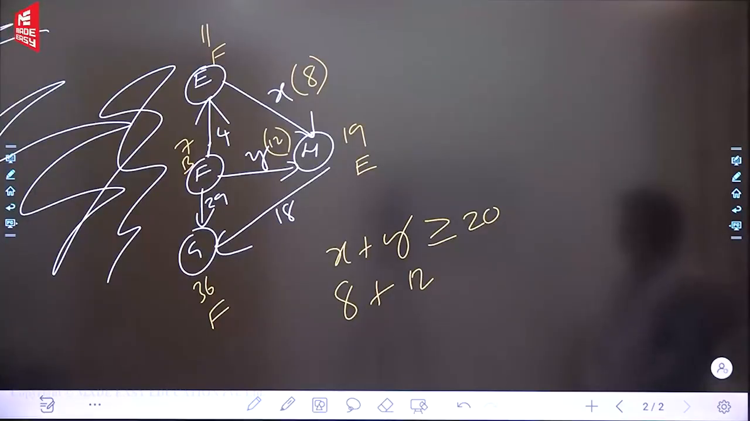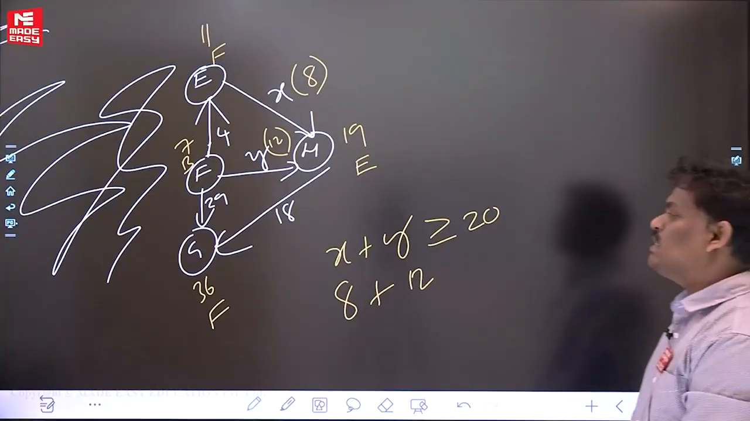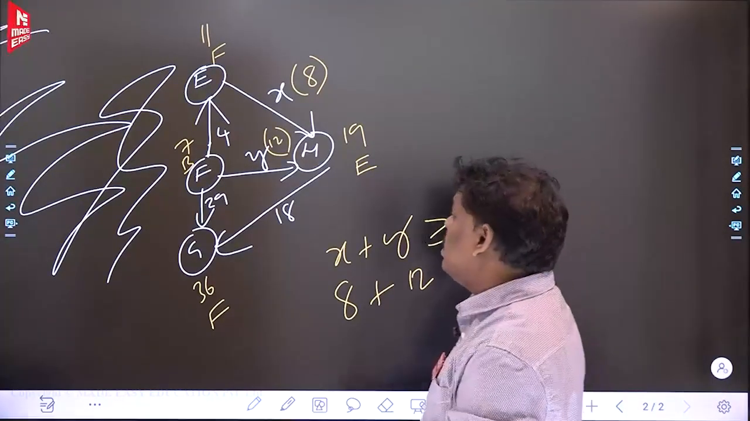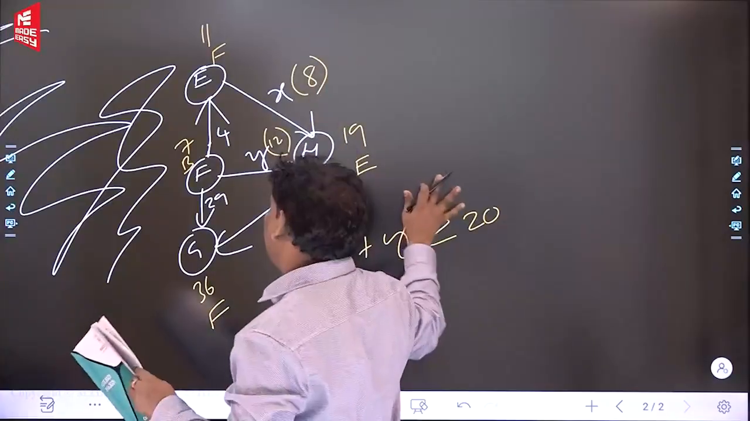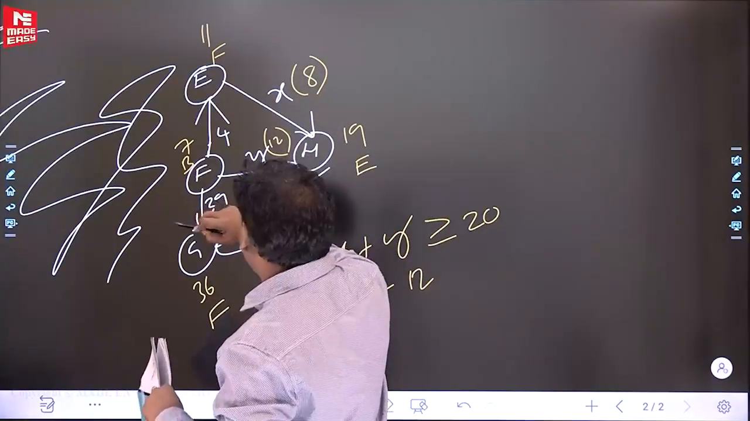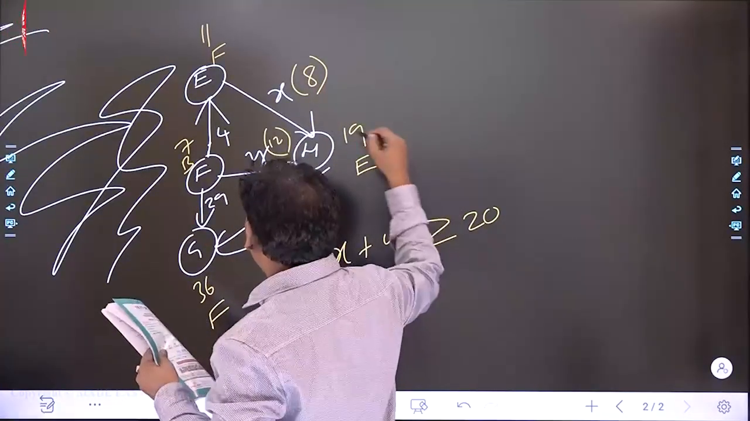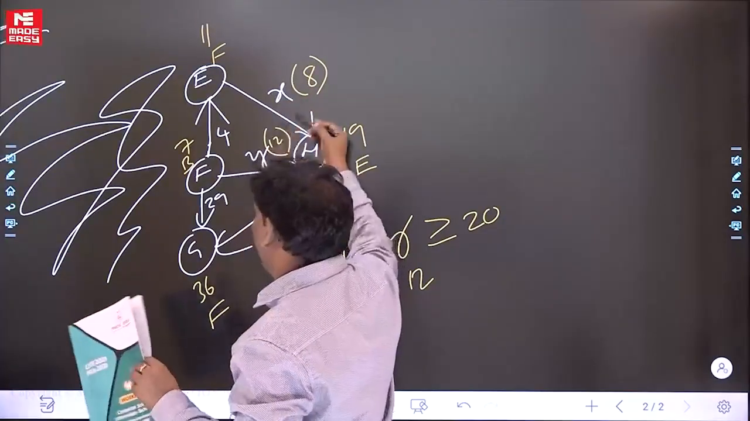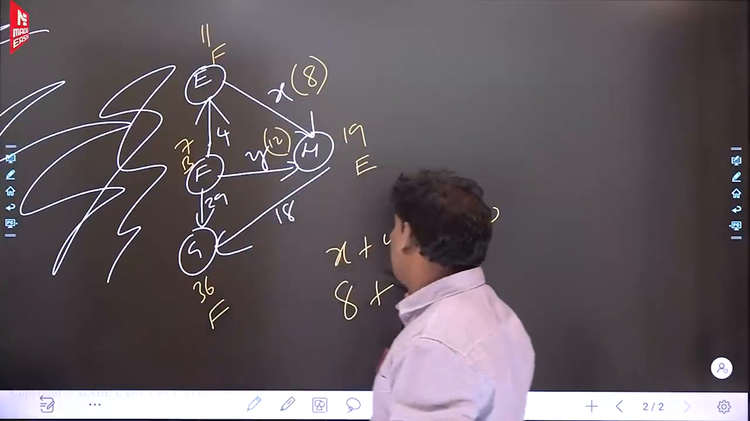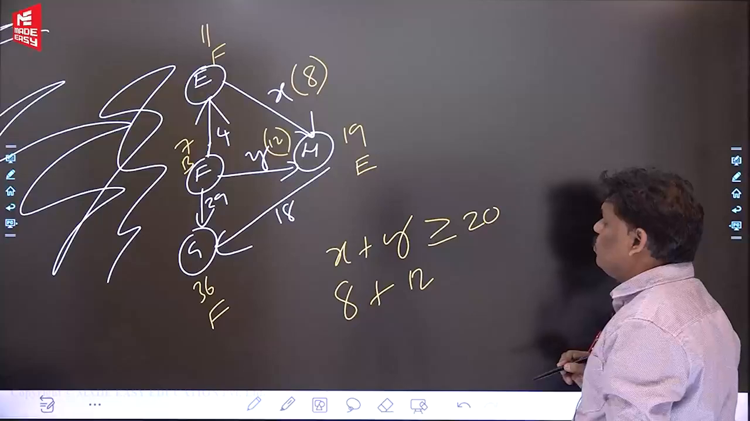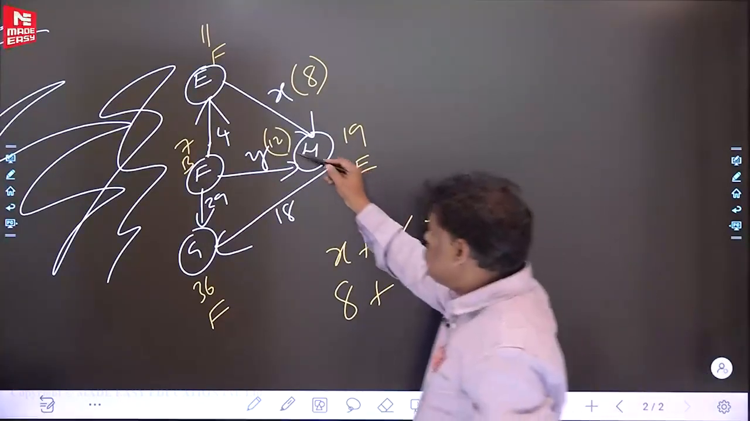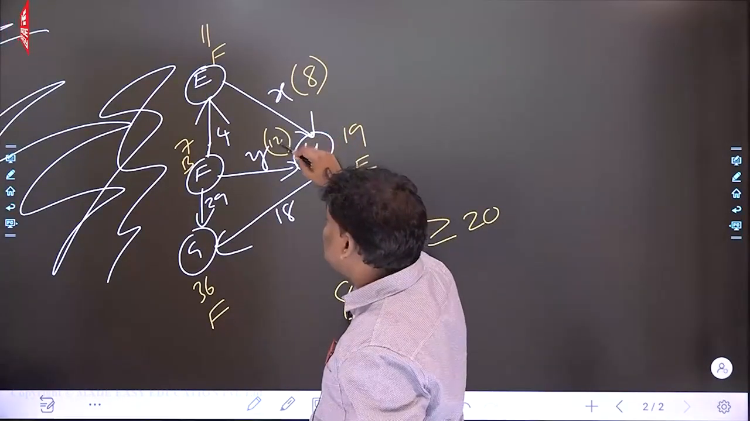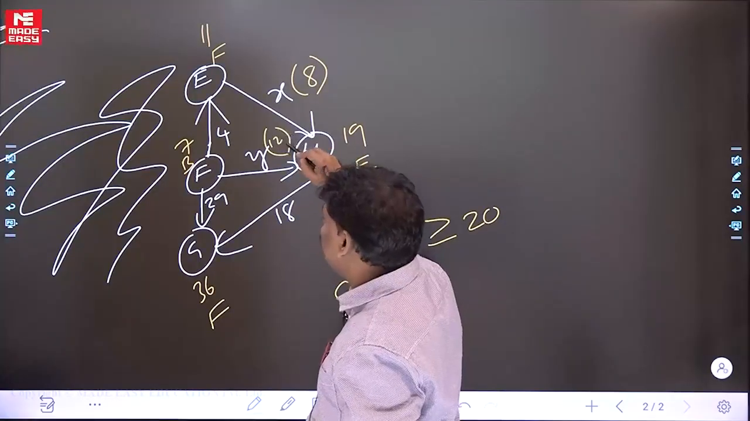Please be careful. He is not asking in this problem to apply Dijkstra's algorithm. What he is saying is, I have a graph, I applied Dijkstra's algorithm on the given graph, and I got the answer. The answers are already given. Now, from the given graph to get these answers, find the possible values for X and Y. X plus Y is greater than or equal to 20. Y is either 12 or more than 12. You cannot say 13 here. What is the reason?